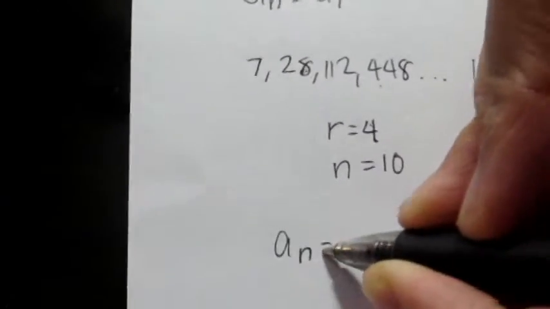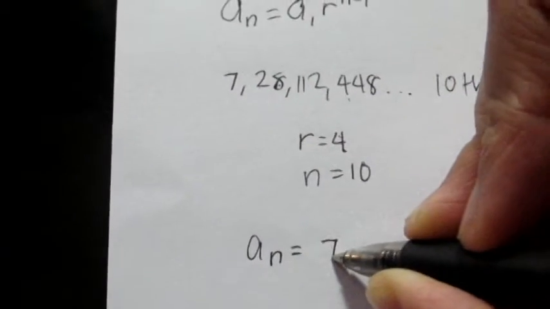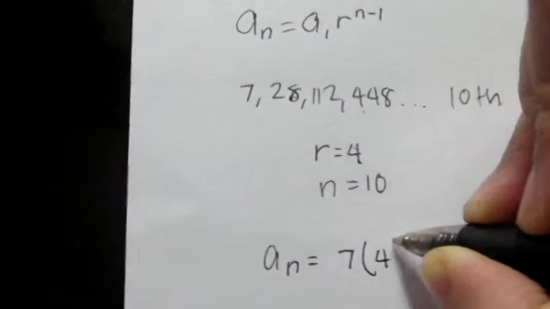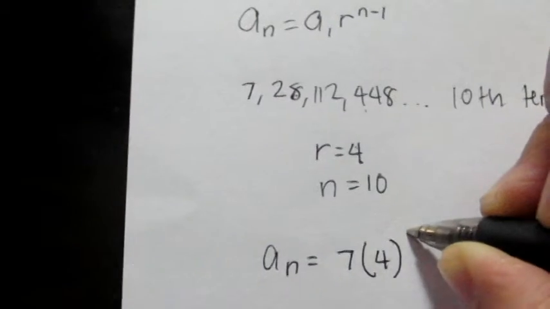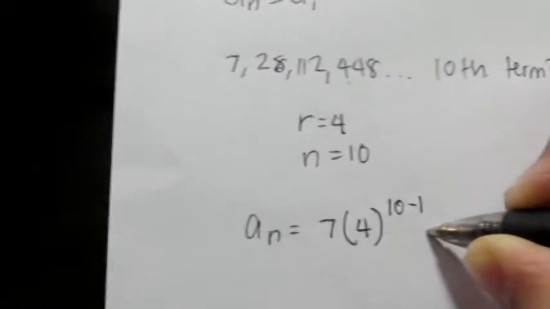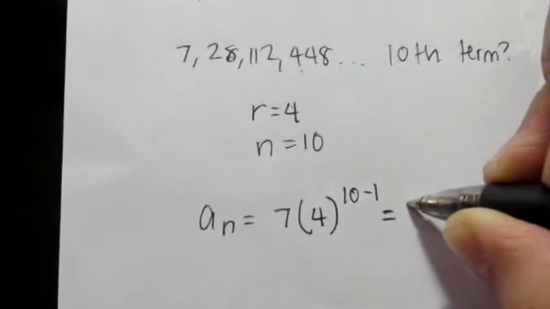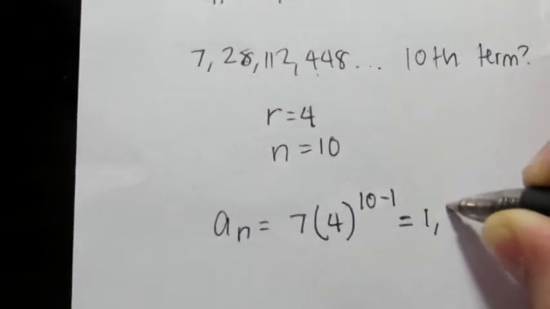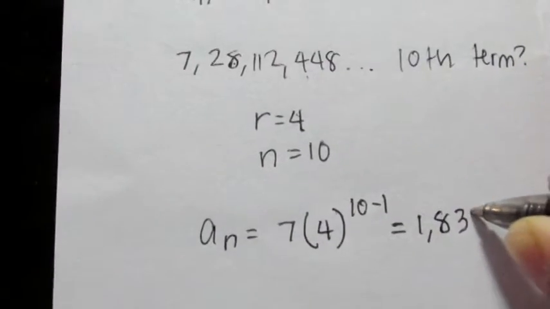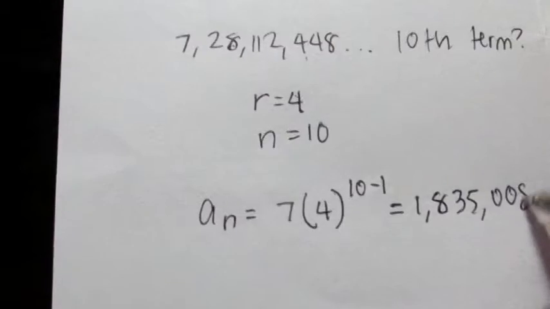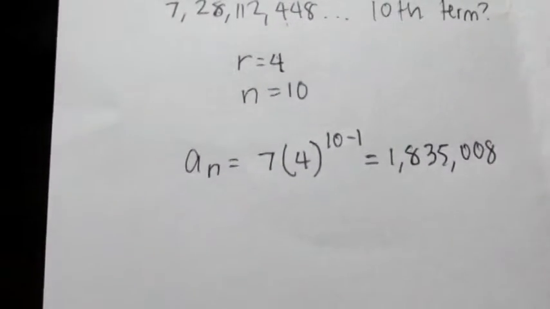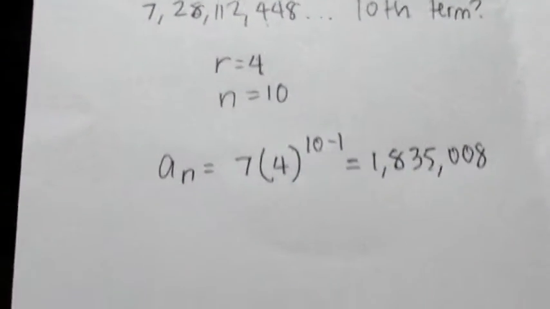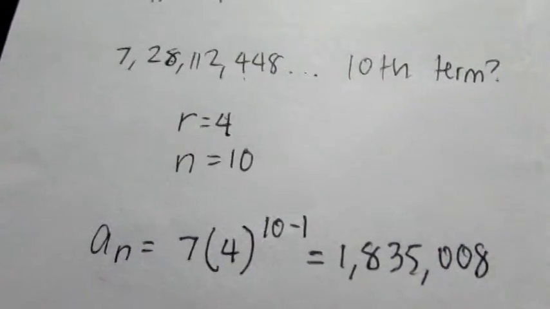A sub n is equal to our first term, 7, times 4, common ratio, raised to 10 minus 1. That results to 1,835,008, which is true if we're going to compute manually.